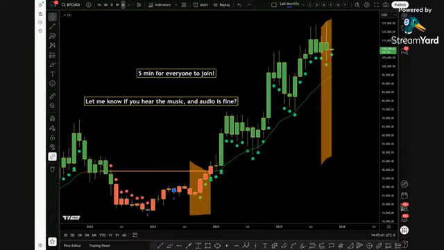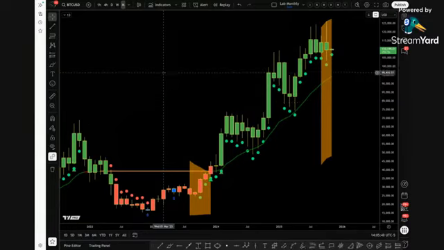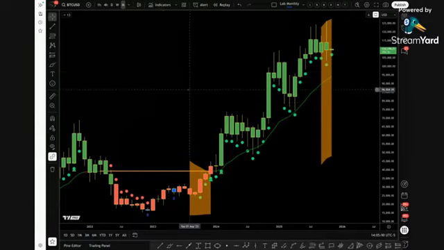All right, so here is a chart of Bitcoin, guys. This is the monthly time frame. Let me go ahead and get rid of these notes here. And I can see that you guys are hearing me. Thank you for confirming that.